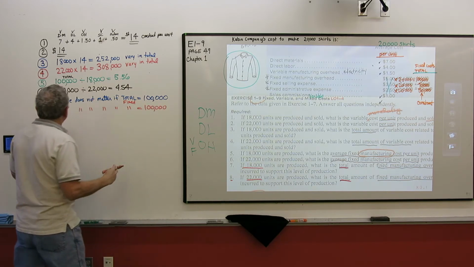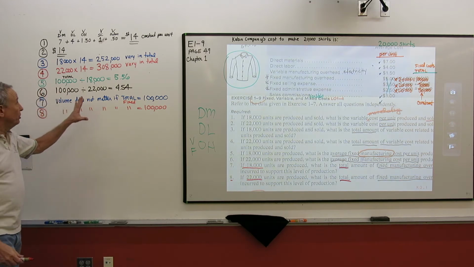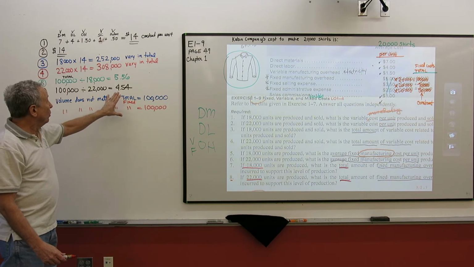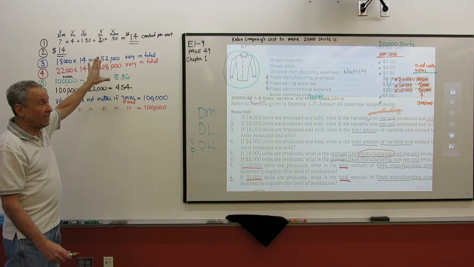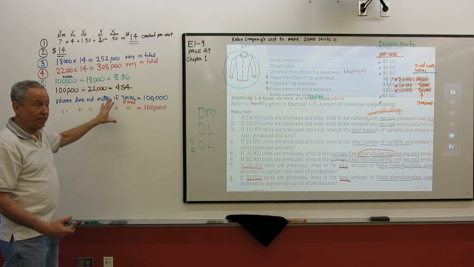These are, again, to drive home the points that we've talked about. What do variable costs do? They vary in total. What do fixed costs do? They stay constant in total. What do variable costs do per unit? They stay constant. What do fixed costs do per unit? They are not constant. They change.